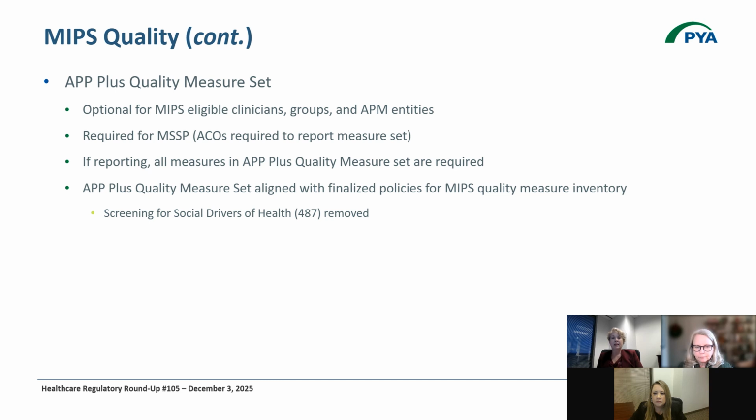And then it is set to align with the finalized policies for the MIPS quality measures inventory. So if they made a change in a MIPS quality measure inventory and that measure was included in the APP Plus quality measure set, that change carried over. And that includes the removal of screening for social drivers of health, number 487, which did come out in this final rule.